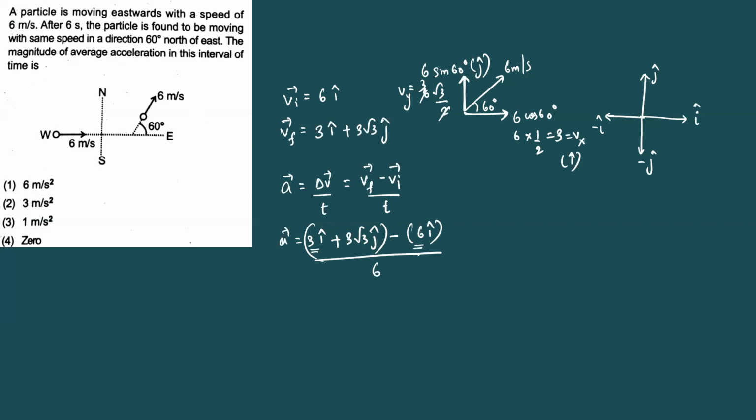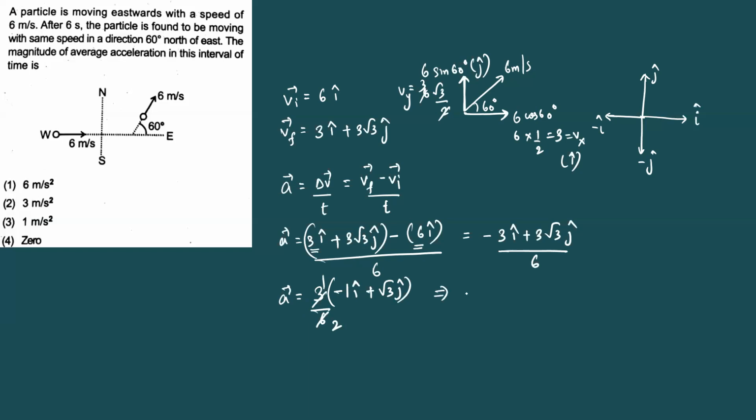We can add or subtract the like terms. So 3 minus 6 is minus 3 i cap plus 3 root 3 j cap, divided by 6. I can take out 3 common. Before taking the magnitude, you take out the common terms so that it will be easier to take the magnitude. If I take 3 common, I'll be left with minus 1 i cap plus root 3 j cap, divided by 6, so 3 ones are 3 and 3 twos are 6. This is the acceleration in vector form.